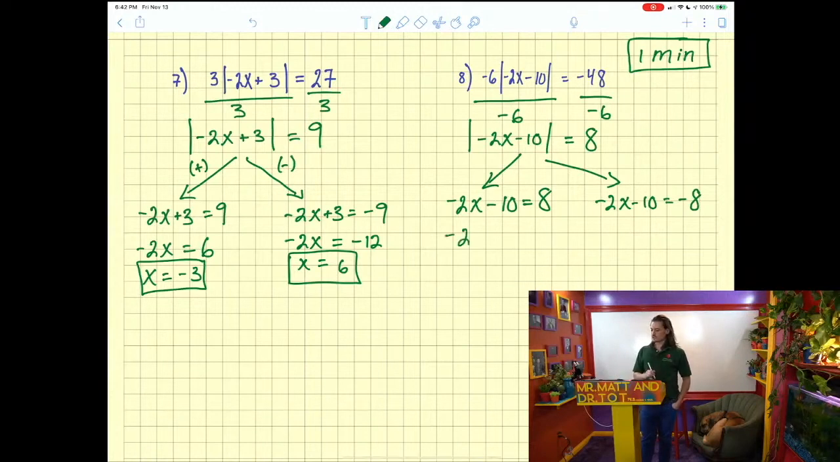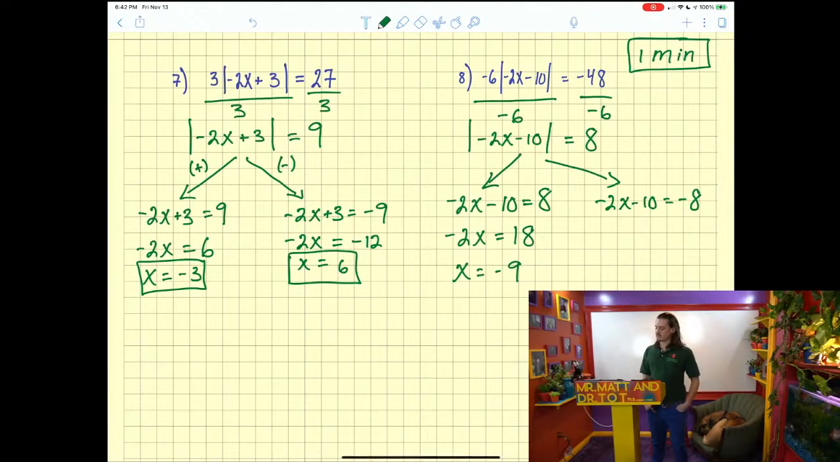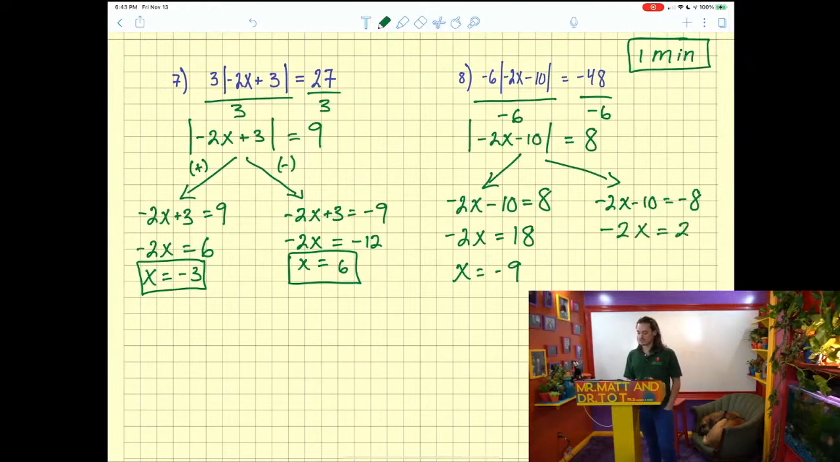Okay, so I started and finished solving these two problems. So if we look at 7, we have 3 times the absolute value of negative 2x plus 3 is equal to 27. So first I divided by 3 on both sides. That gave me the absolute value of negative 2x plus 3 is equal to 9. 27 divided by 3 is 9.